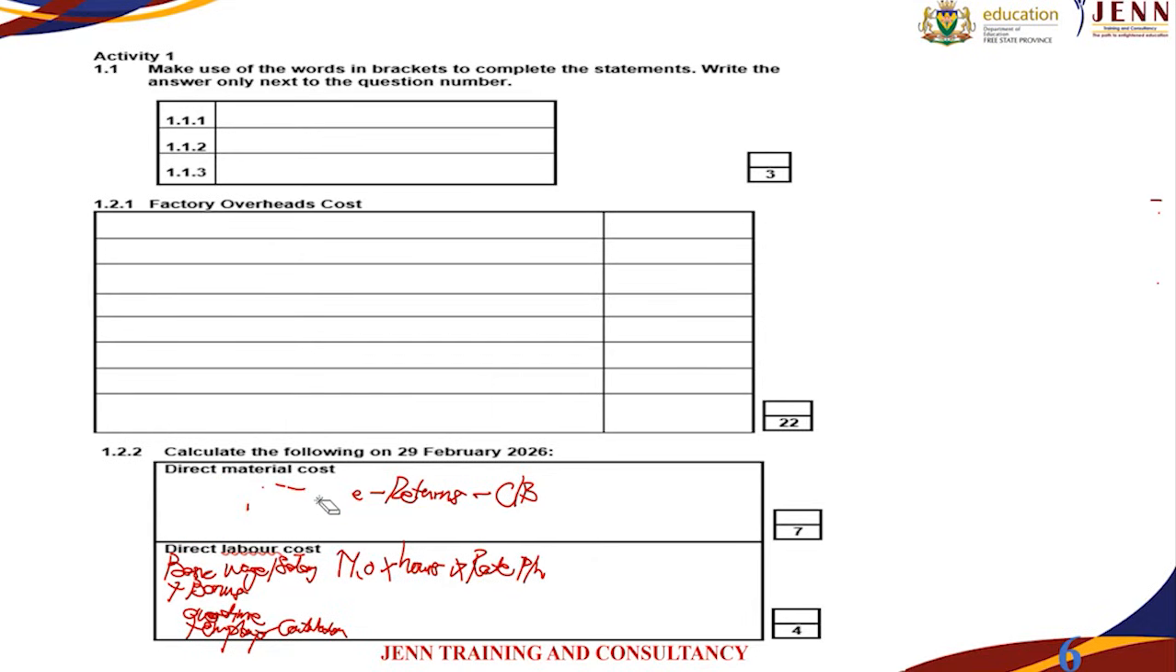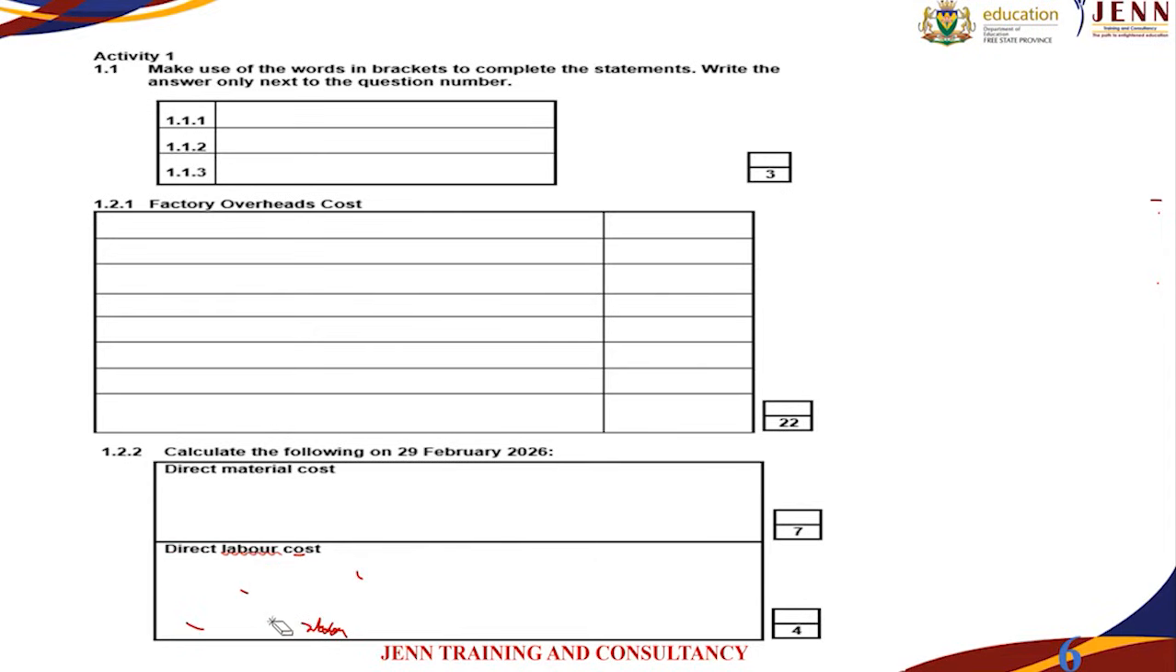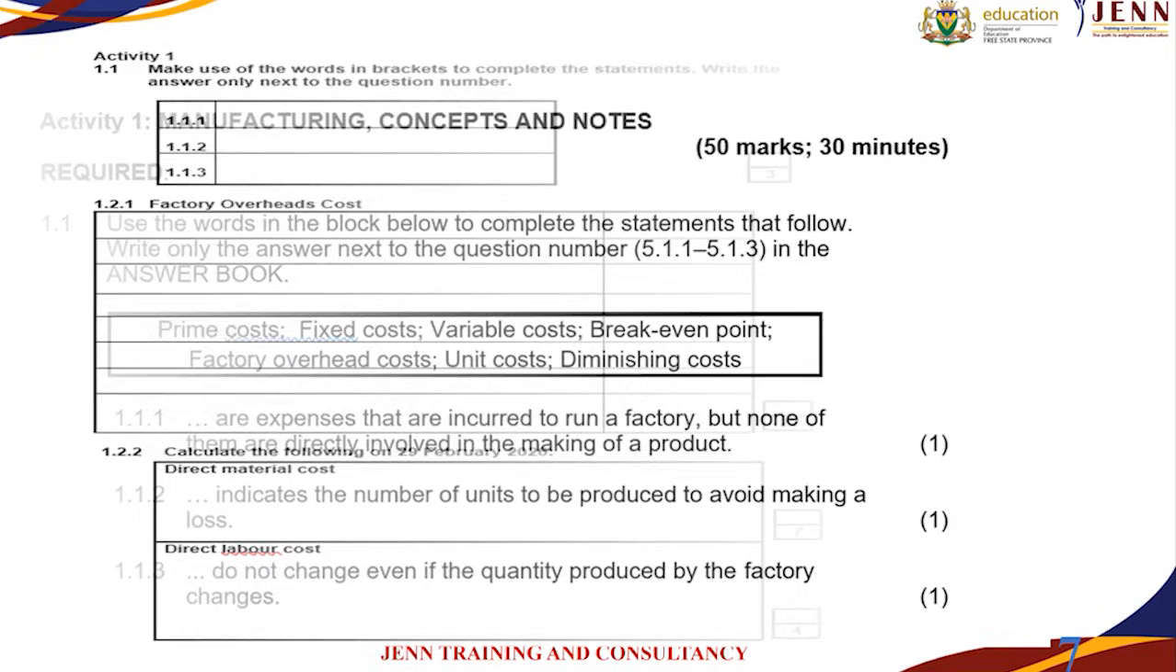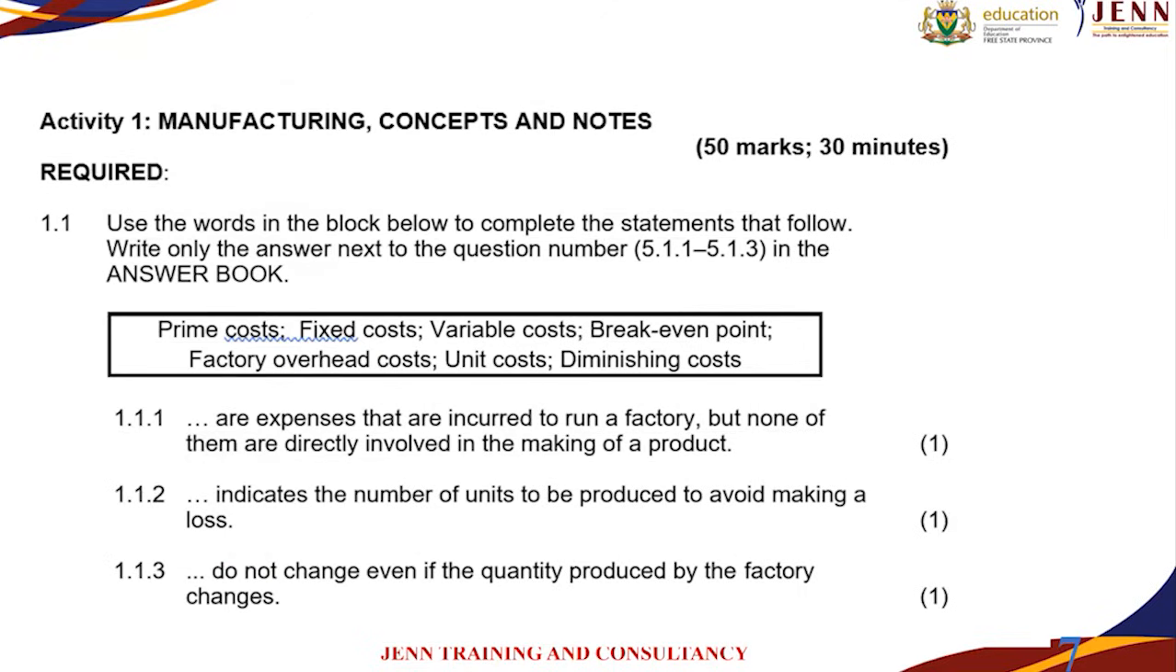So I'm going to erase now so that our answer book can be clean again, so that whenever you do the calculation, you can do them by yourself. All right. I think now we can start with our activity. So when we go to the first activity, we can read the information. It says, use the words in the block below to complete the statement that follows. Write only the answer next to the question number 5.1.1 up to 5.1.3 in the answer book.